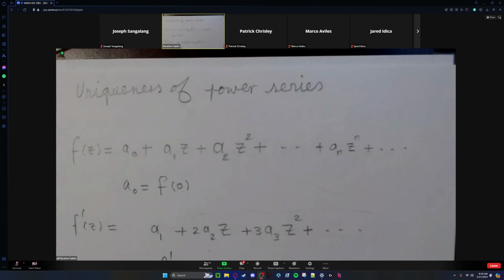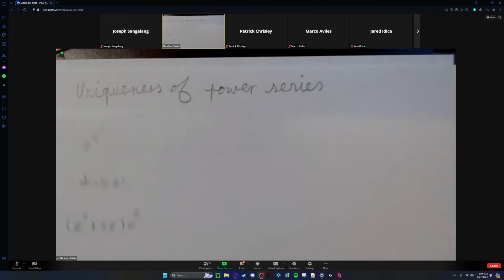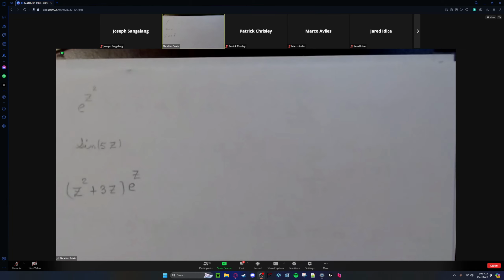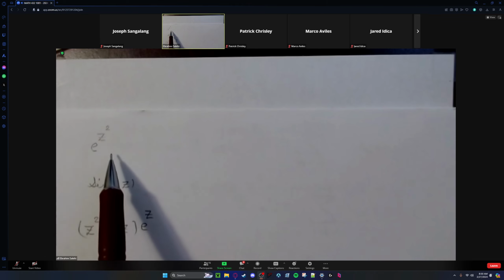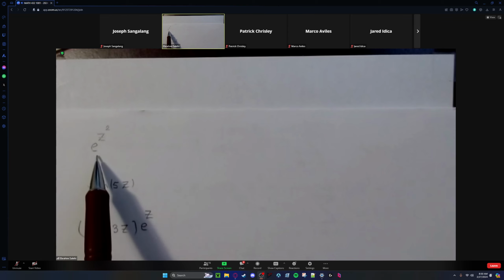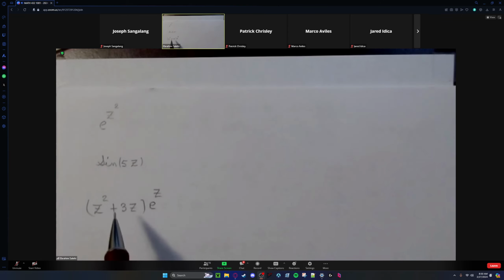Okay. A lot of functions don't come in the form of power series, like this one, right? They don't come in the form of power series. Then the main question is, can we find a power series representation of this type of functions?